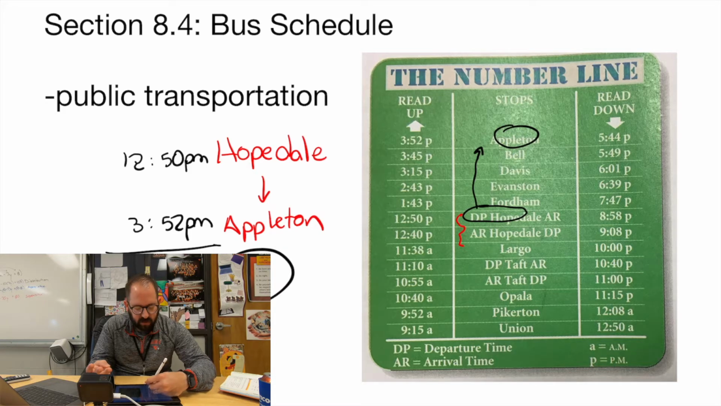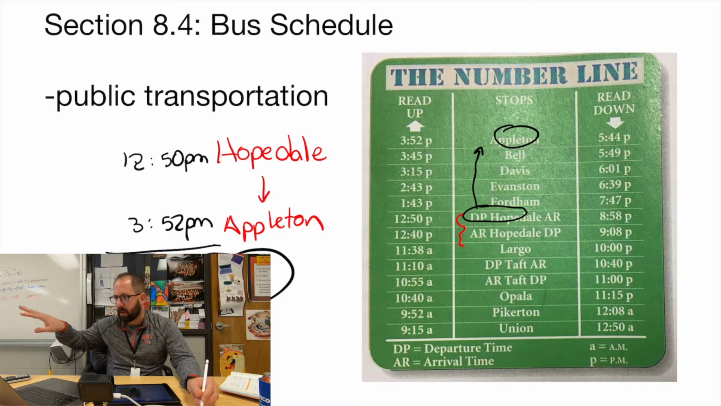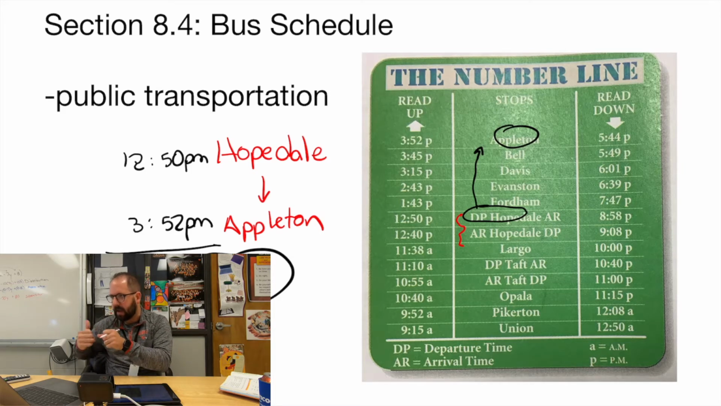That's the answer that the Google form is asking for. That's what we're looking for, 3 hours and 2 minutes. So if you want to go fill out the Google form question, I know some of you have your cell phones up, you can type it in.